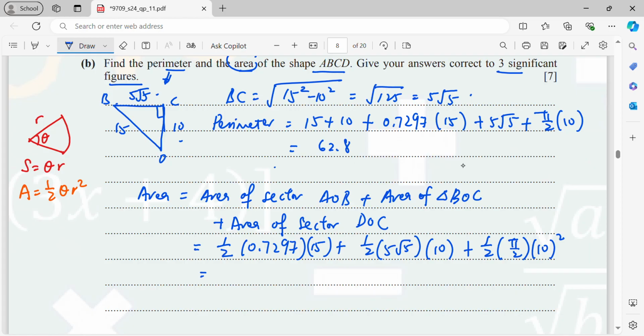Then now here you will get the total of 216.5327, and the question says 3 significant figures. Therefore, refer to the 5, round up, because it is 5 and above. So therefore, your answer is 217. That is the area of the ABCD.